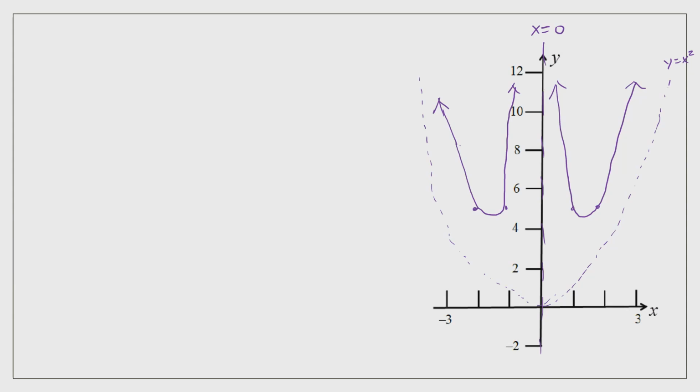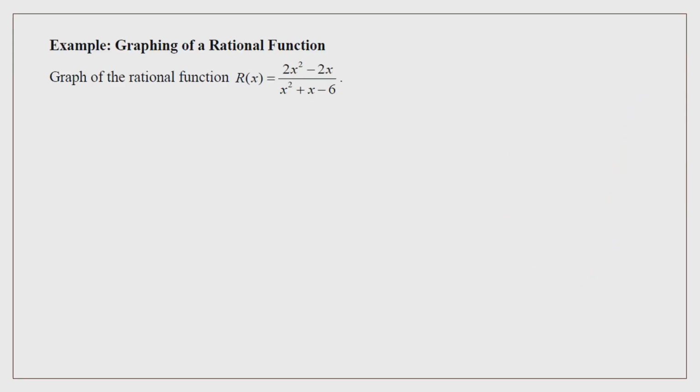Okay. Let's do another one. So now we're asked to graph this function. R of x equals 2x squared minus 2x divided by x squared plus x minus 6. So we'll go through all 7 steps. So for step number 1, remember we are going to factor r of x and find our domain. So r of x is factorable. So let me write our function first.